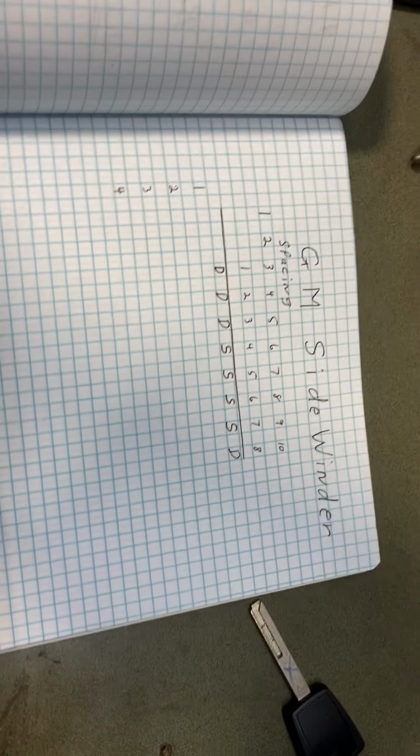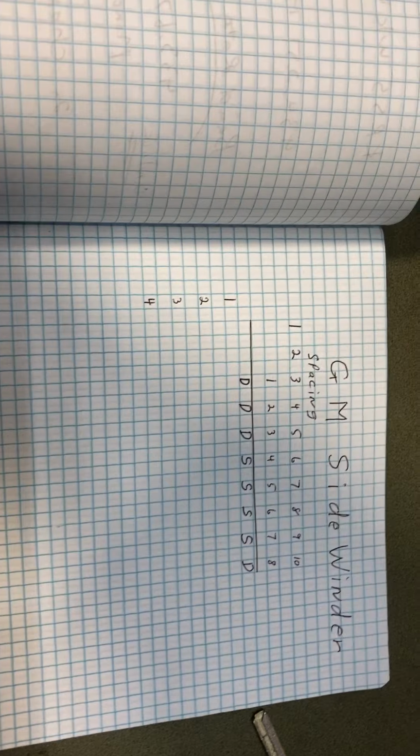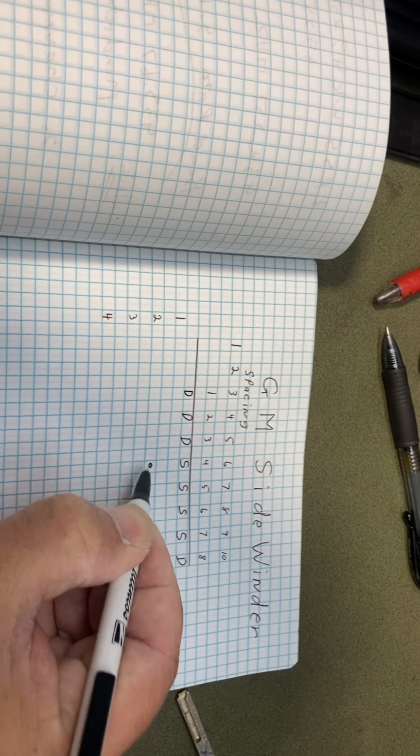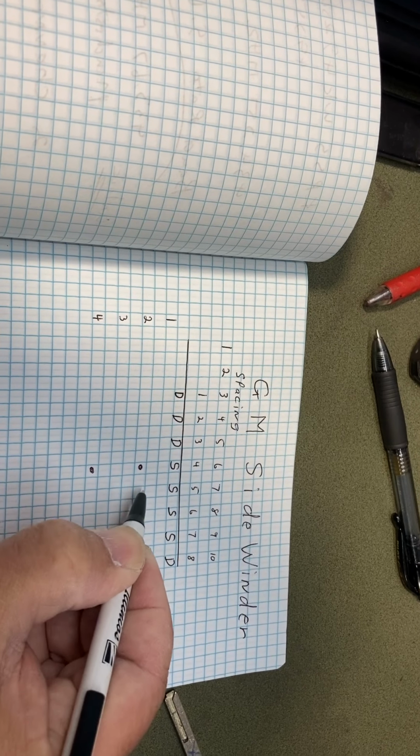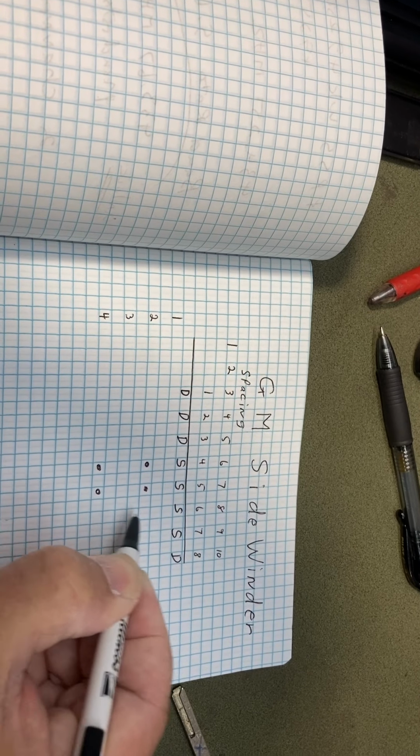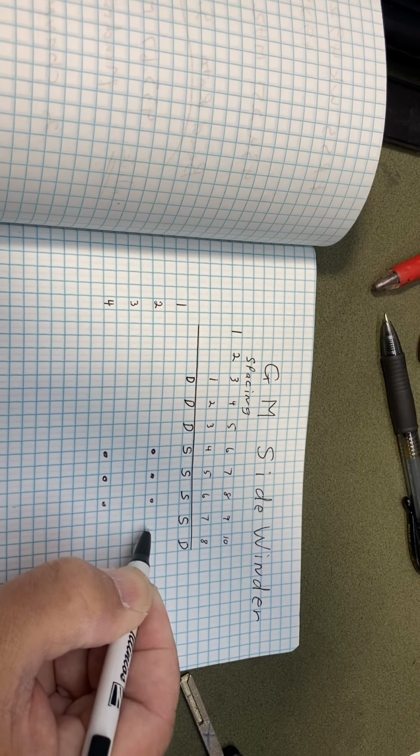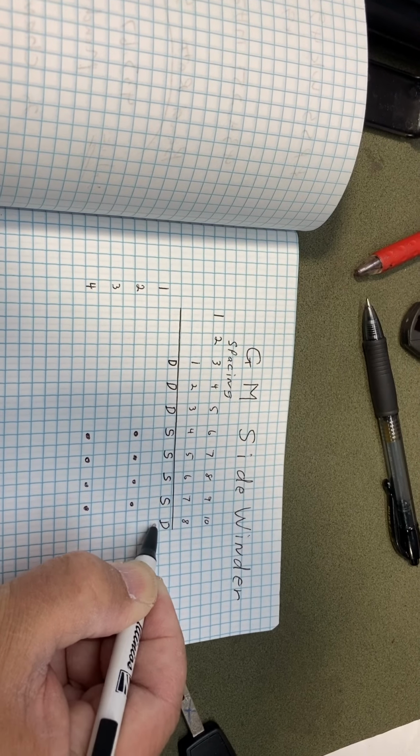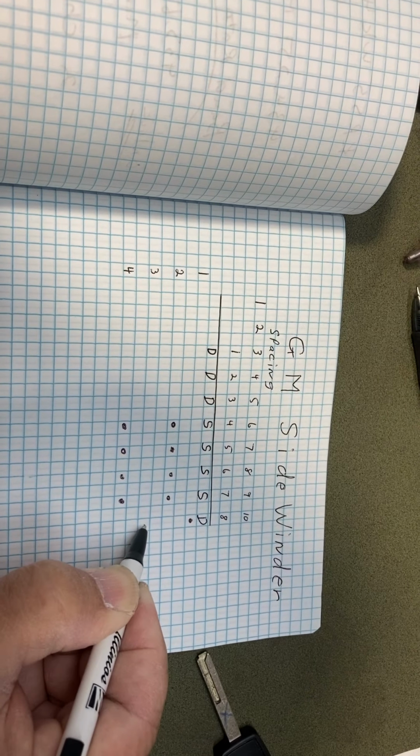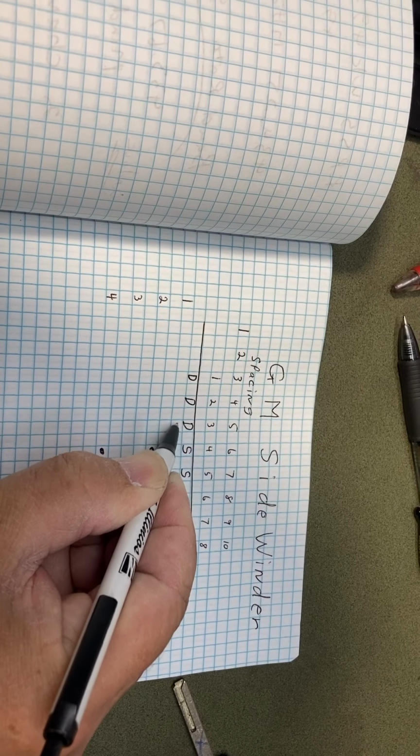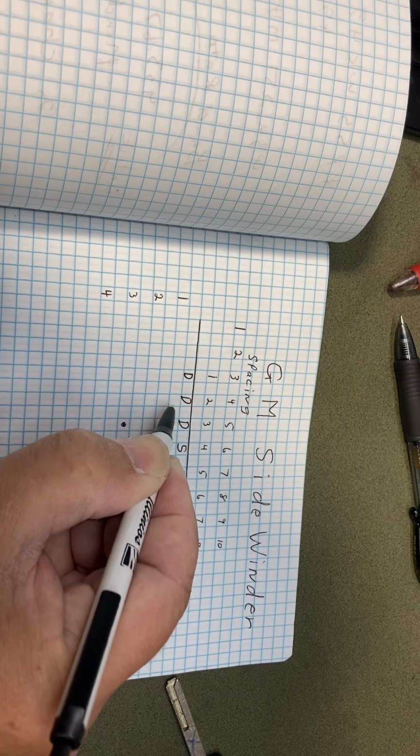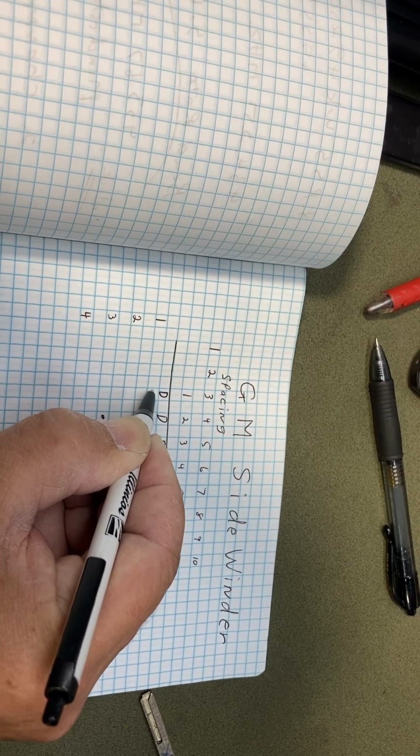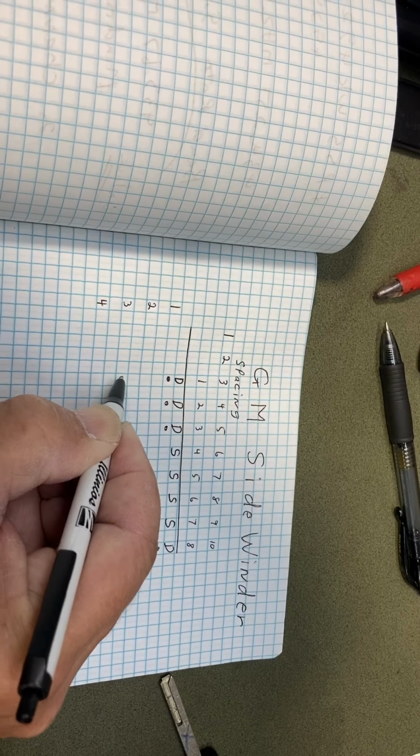So when it's shallow, it's either going to be a 2 or a 4. Deep is going to be a 1 or a 3.